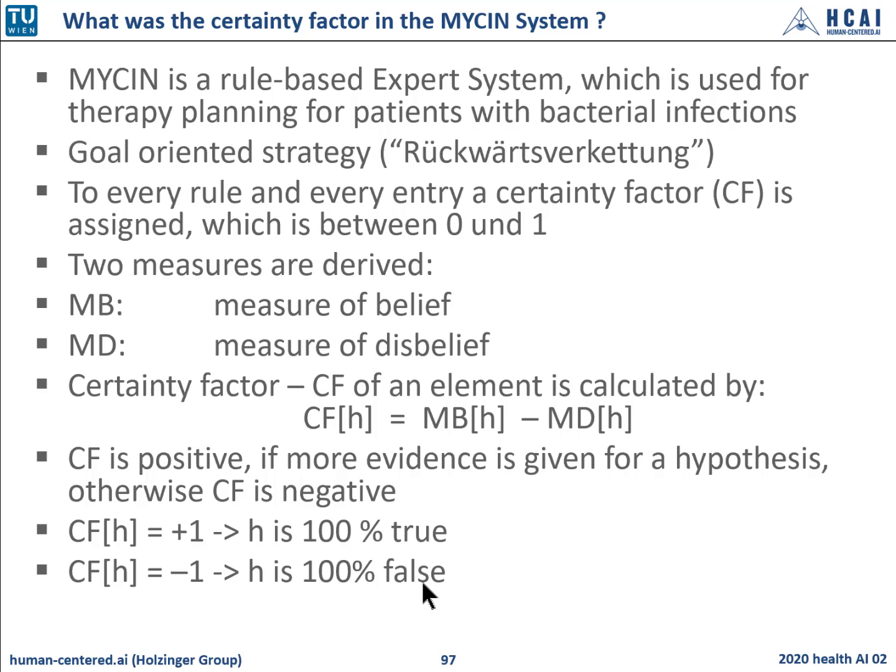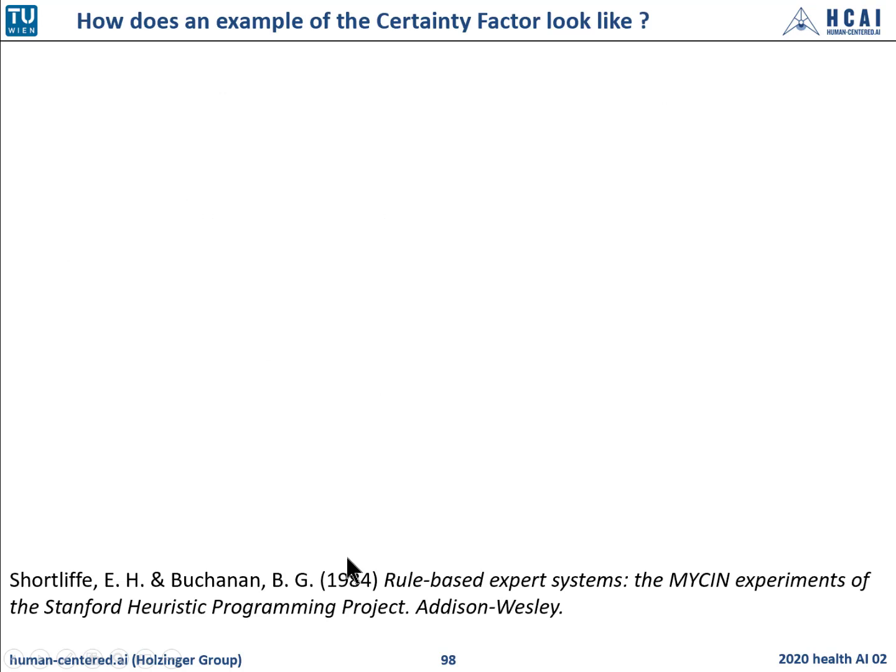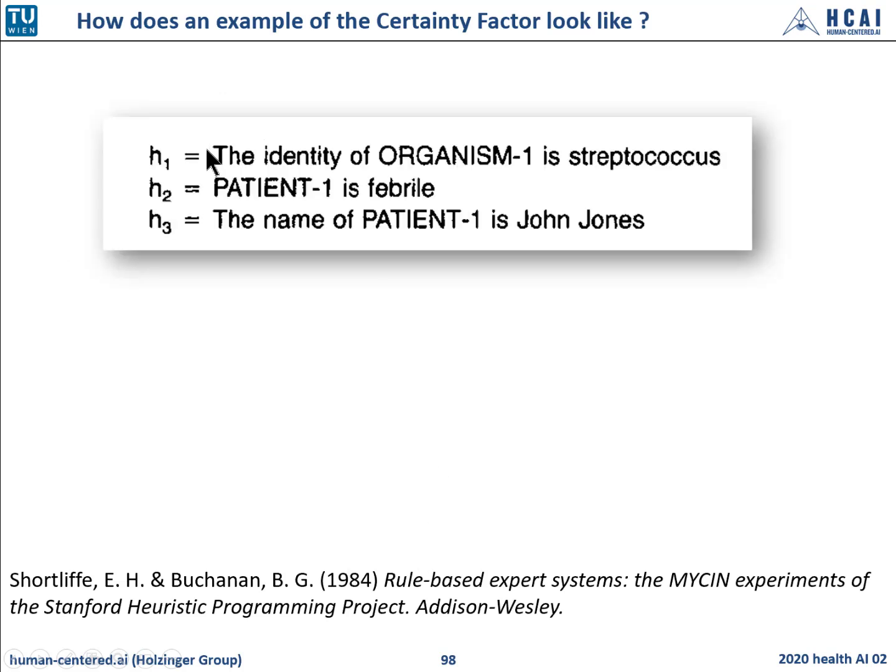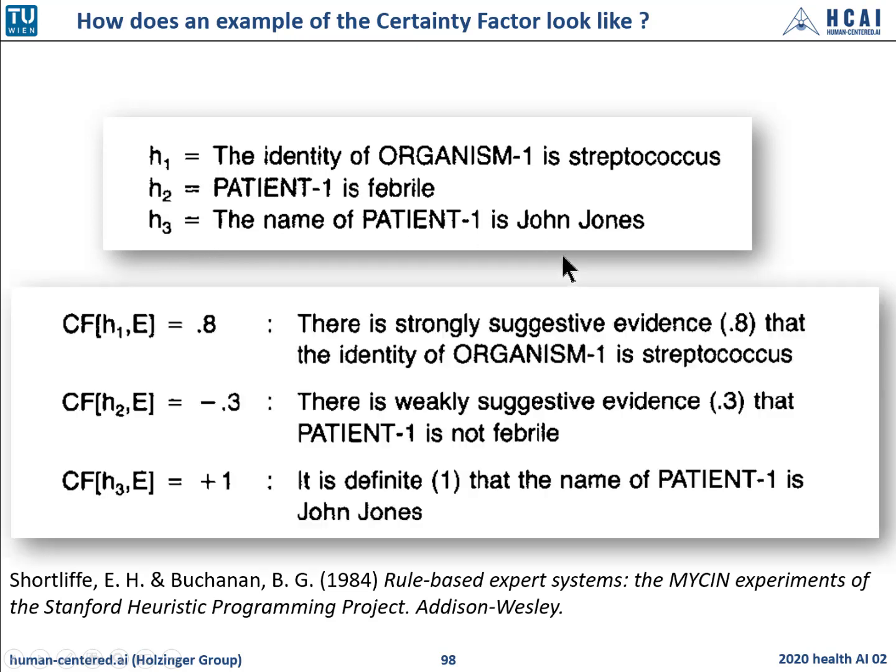So Mycin's hypotheses are statements regarding values of clinical parameters for the various nodes in the context tree. And you see, this is very, very interesting. But let us look at an original example from this time at the next slide. So this is an original slide. So you see hypothesis 1, the identity of organism 1 is Streptococcus. Hypothesis 2, patient 1 is febrile. And hypothesis 3, the name of patient is John Jones.